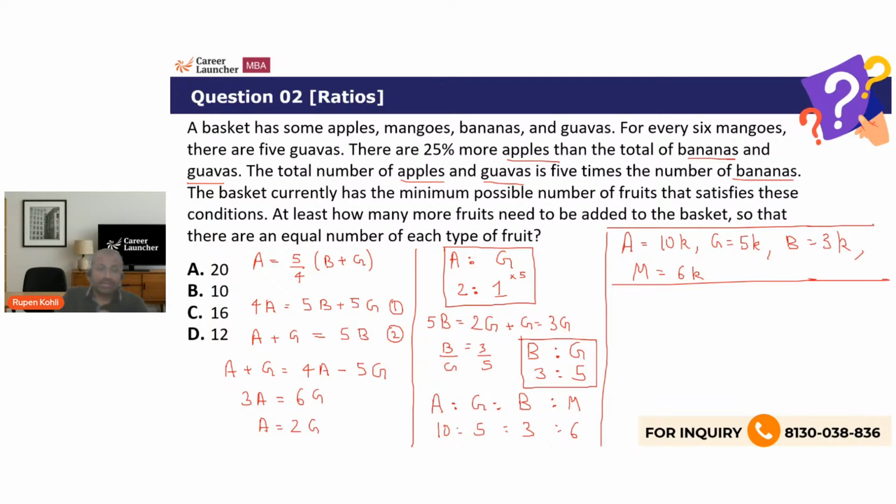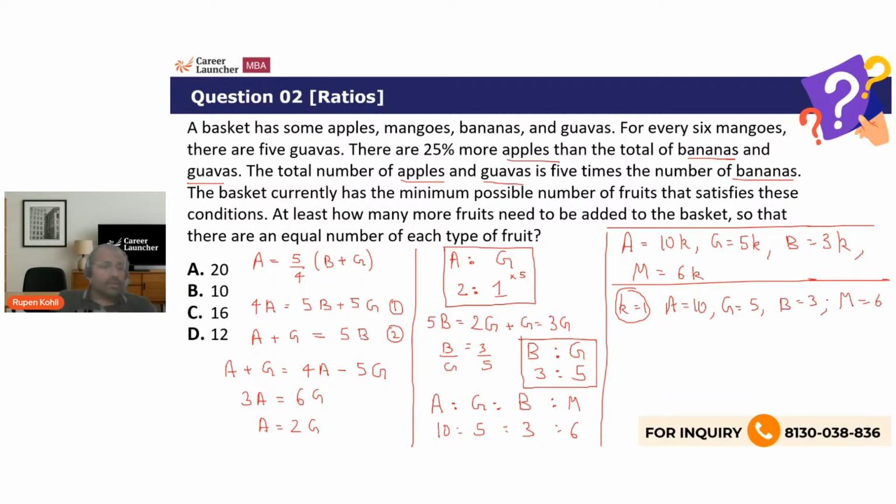Now what's the question? The question is not asking the ratio, but this is the conclusion of the information. Now we can move to actually address the problem. The basket has currently the minimum possible number of fruits that satisfies these conditions. That simply means that this ratio, which we have already written in the simplest form, can have no further simplification. This is already in the simplest reduced integer form, 10:5:3:6, right? So for k equal to 1, we have the minimum possibility. So that's what he's saying. Assume that the number of the fruits is minimum possible, which is that apples are 10 itself, guavas are 5, bananas are 3, and mangoes are 6.